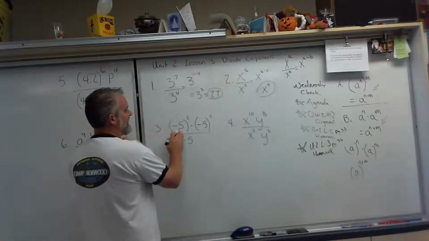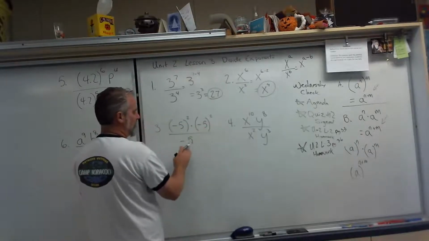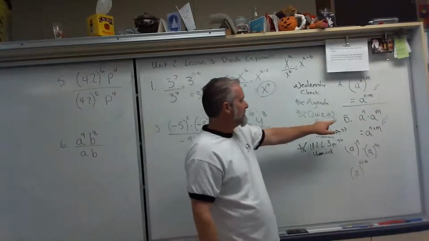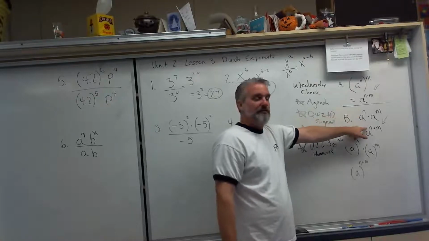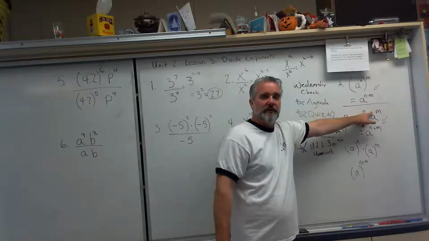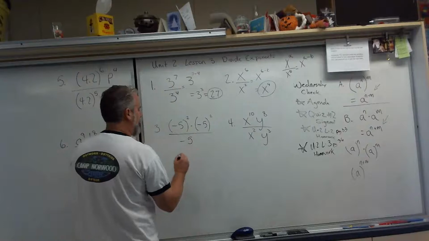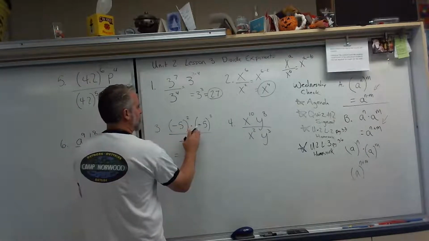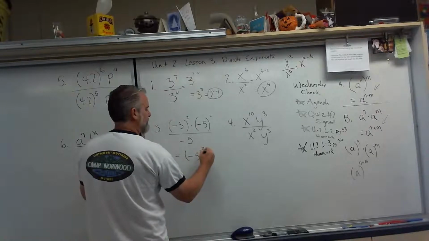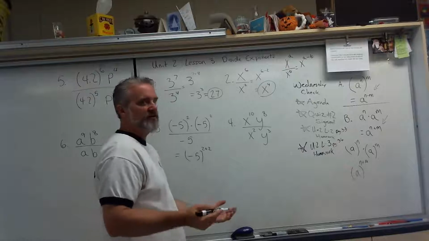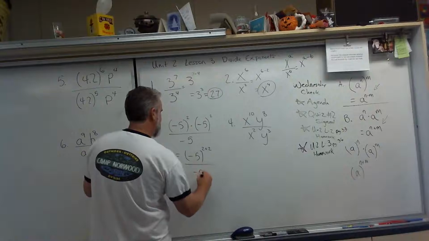Number 3. -5 raised to the 2nd power times -5 raised to the 2nd power again, all divided by -5. On the top, we're following format B over here, where we have a base raised to an exponent times the same base raised to an exponent again. In that situation, we can add those exponents. So I'm going to simplify this top. -5 to the 2nd times -5 to the 2nd can be rewritten as -5 to the 2 plus 2, all over -5.